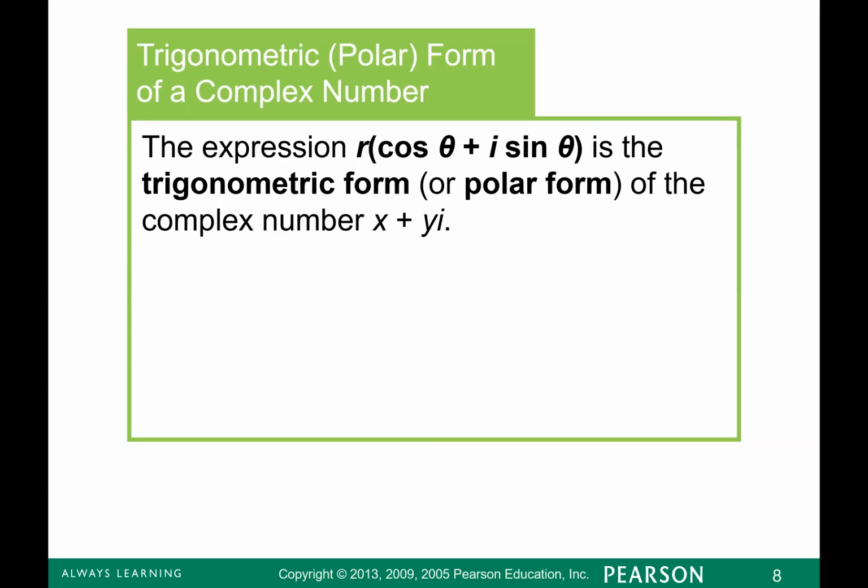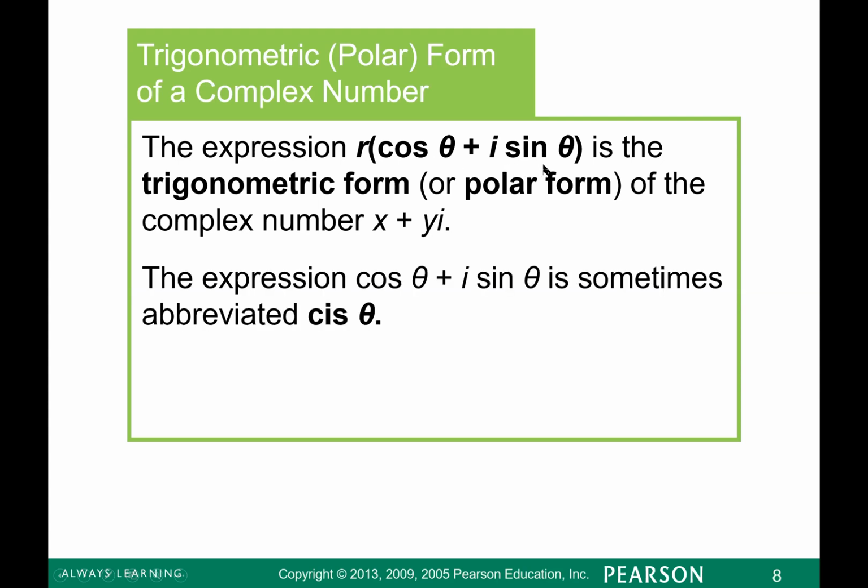So the expression r times the cosine of theta plus i sine of theta is a trigonometric form, or the polar form, of the complex number x plus yi. Now remember from the previous page, r times cosine of theta was x, and r times sine of theta was y. So just the radius times the cosine of the angle plus i times the sine of the angle is the polar form. So the expression cosine of theta plus i sine of theta is sometimes abbreviated cis theta.